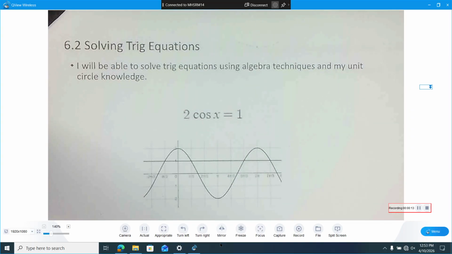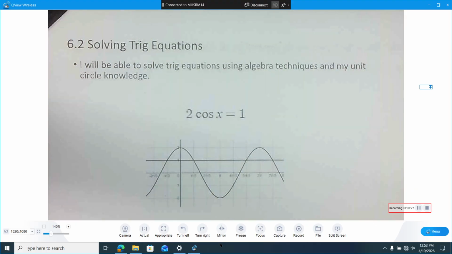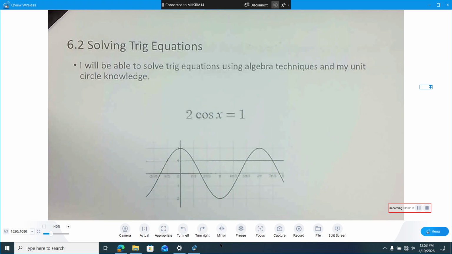We are solving trig equations today, which is going to combine algebra techniques and the unit circle. The nice thing is all of your answers can be checked. Thank you. I do need that. Perfect. All of your answers can be checked on your calculator.